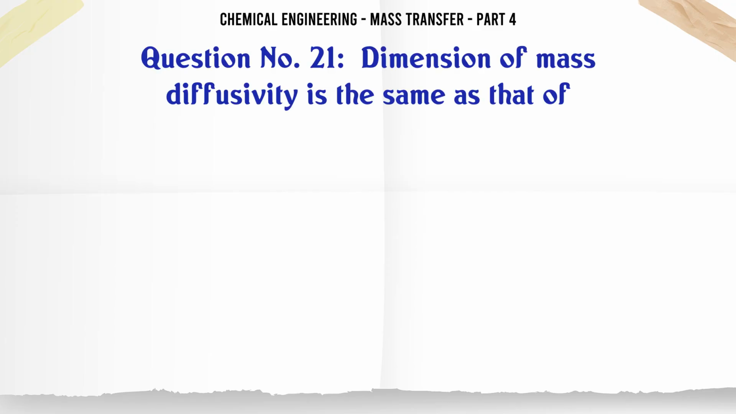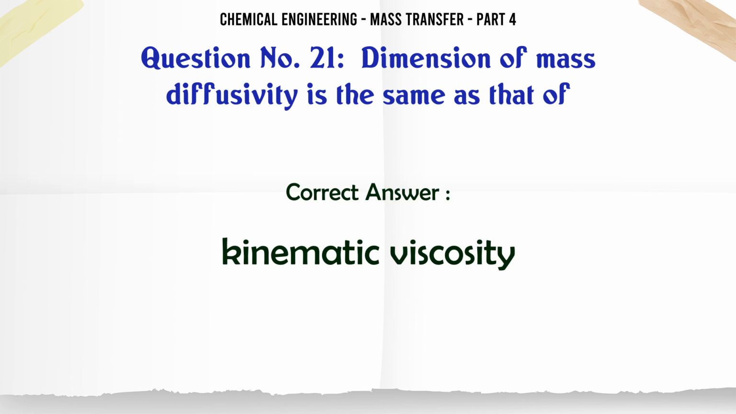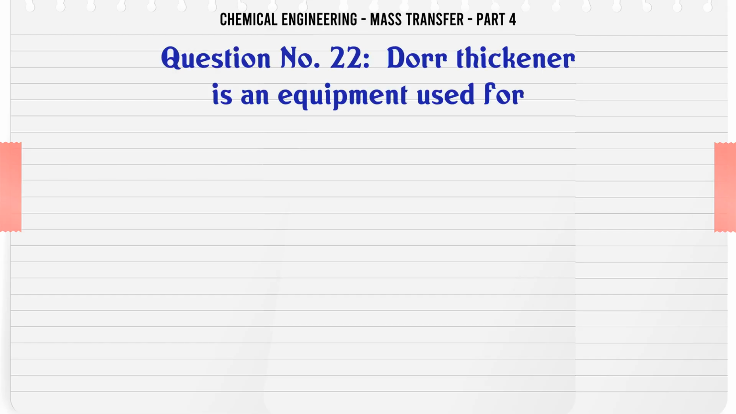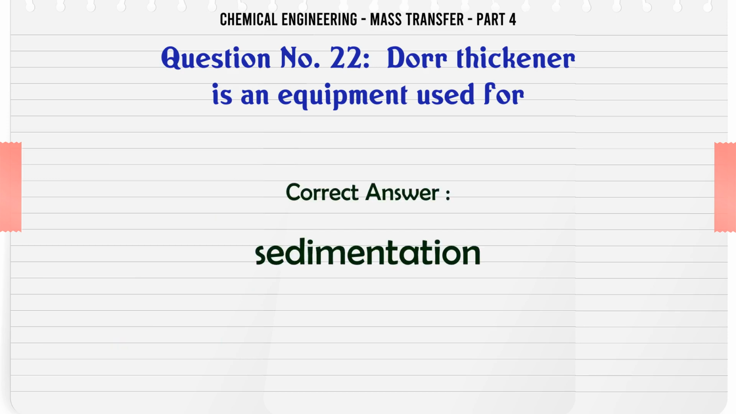Dimension of mass diffusivity is the same as that of A. Kinematic viscosity, B. Dynamic viscosity, C. Surface tension, D. Pressure. The correct answer is kinematic viscosity. Dorr thickener is an equipment used for A. Classification, B. Sedimentation, C. Clarification, D. Leaching. The correct answer is sedimentation.